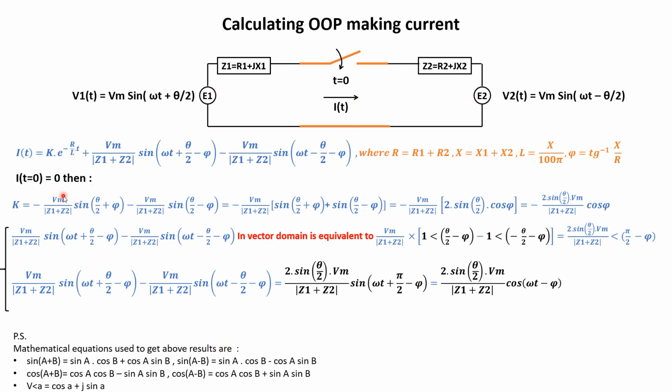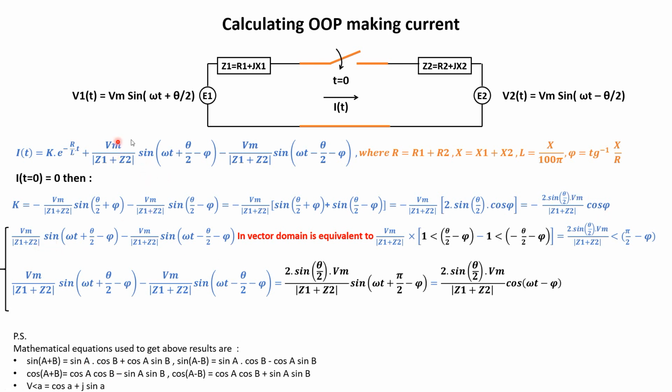So the initial condition at t equal to 0 should be 0. If we put t equals 0 in here, then the k factor is calculated like this. We're not going to use that, but if you are interested in how we reach this from the mathematical equations, I put something here: sine A plus B, sine A cosine B, and those are the equations used to prove that.